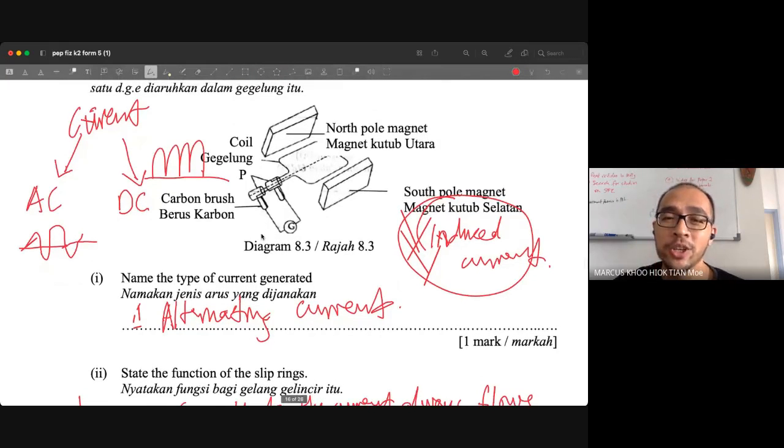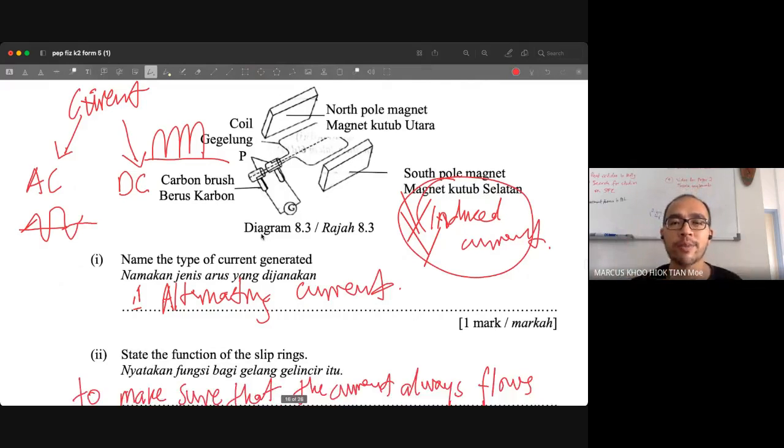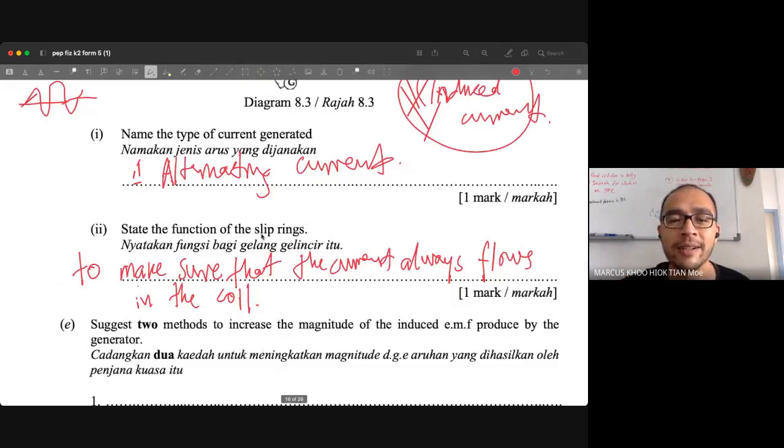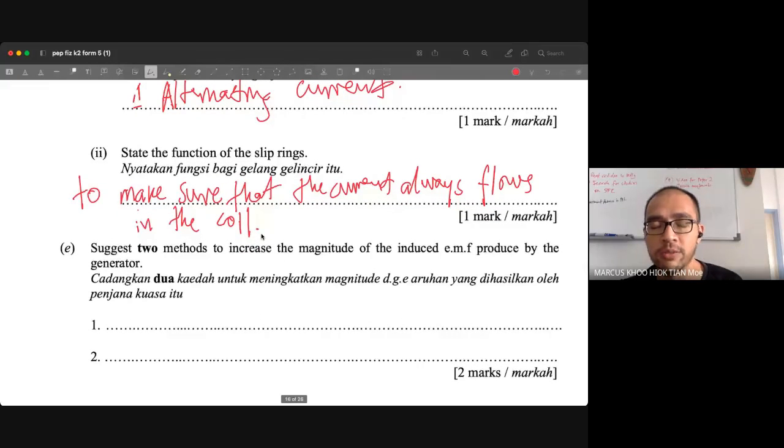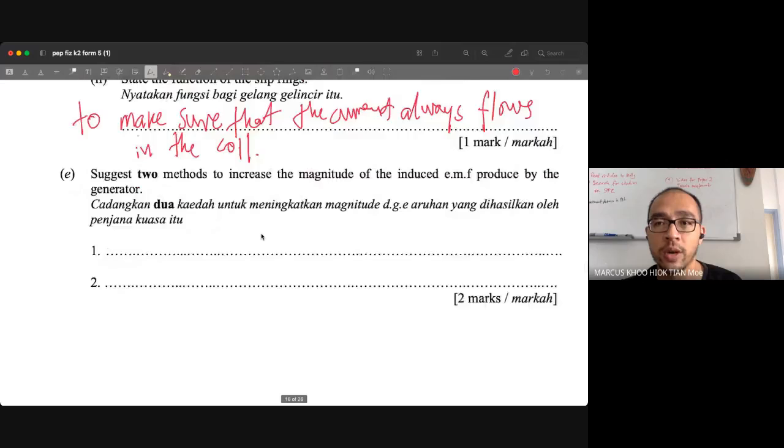I remember, you know why I remember this? Because you remember the video, right? From the video that you saw, you must have the slip ring so that the wires don't get tangled. Well, yes, that's true, but that's not the function of the slip ring. The function of the slip ring is to make sure that the current flows in the coil.